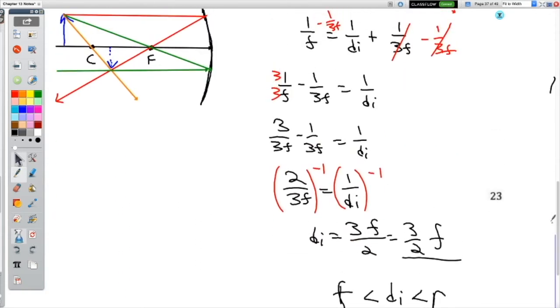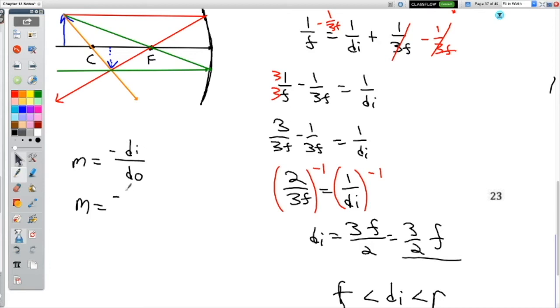We need to figure out how the image will actually appear. Will it be bigger, and will it be erect or inverted? But we have DI, and we know that the magnification is equal to negative DI over DO. We have DI in terms of F, and we have DO in terms of F, which means we can do some calculation here. So M equals negative DI.